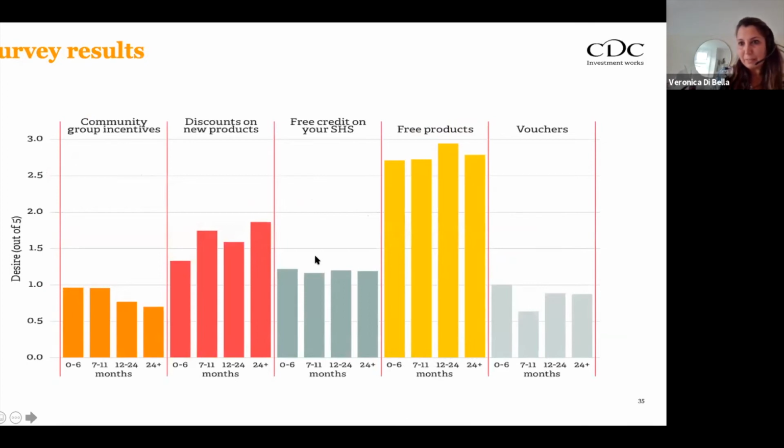As part of the survey, we also looked at some of the incentives in order to help the customers bring back their waste to the shops. From the survey we conducted, it was clear that having free products, even small products, was going to be the most appealing of the incentives we identified, together with having a discount on new products. Next slide, please.